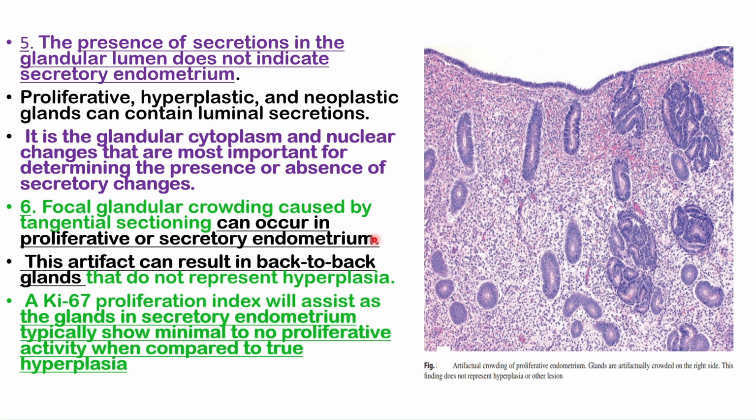So this artifact can show back-to-back arrangement of the glands. Here we can appreciate artificial crowding of the glands on this right side, and this is the normal part of the endometrium. Ki67 proliferation index will assess this: glands in secretory endometrium typically show minimal to no proliferative activity when compared to hyperplasia.